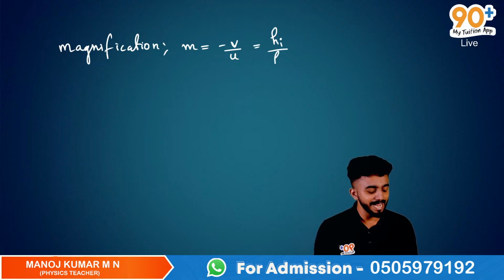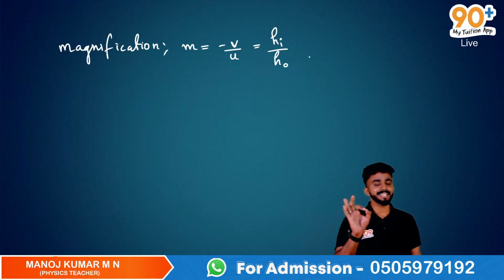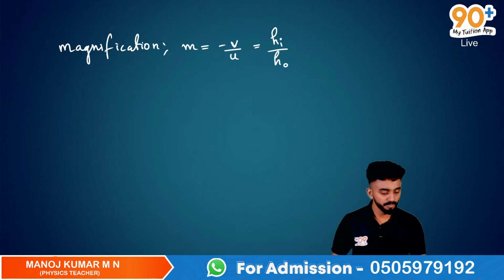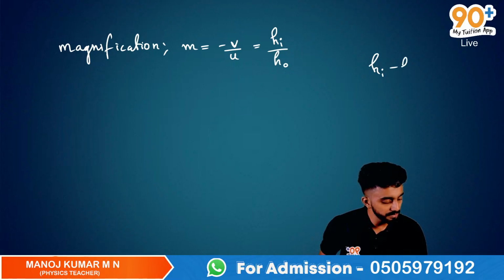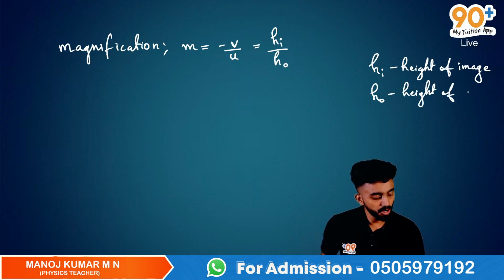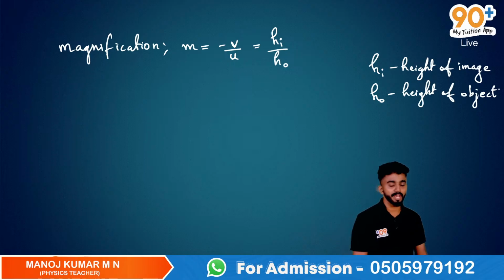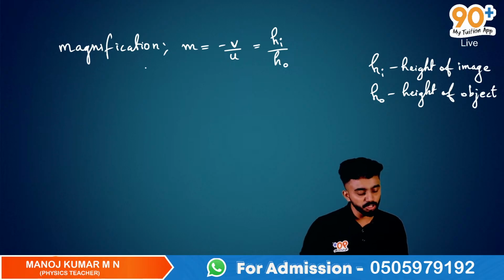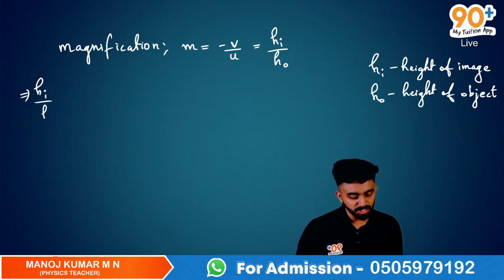That is equal to HI divided by HO. Guys, HI is the height of the image, whereas HO is the height of the object. Based on the magnification equation, I can write HI by HO is equal to minus v by u.